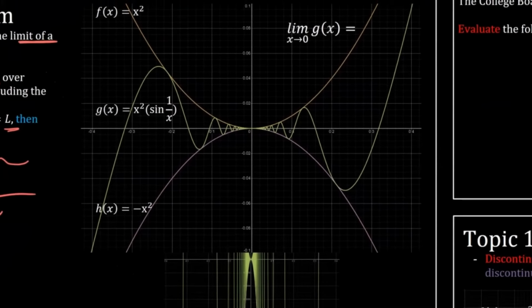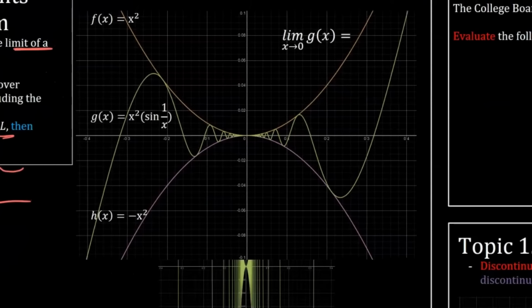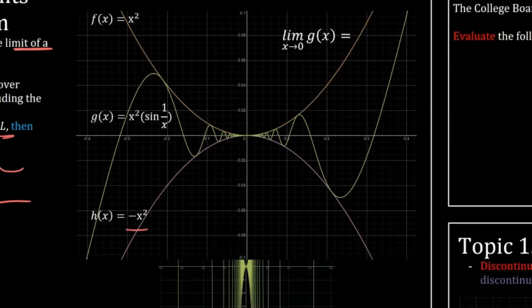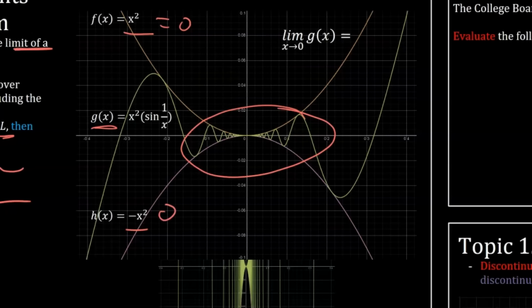I'm going to take a look at an example here, okay? We have a top function, we have a bottom function, okay? This is always in between these two functions for the interval surrounding c. Let's call c 0. This one is equal to 0, right? The limit as we approach 0 of this function is 0. Same thing for this one. By the squeeze theorem, therefore, we can say that this limit is also equal to 0.